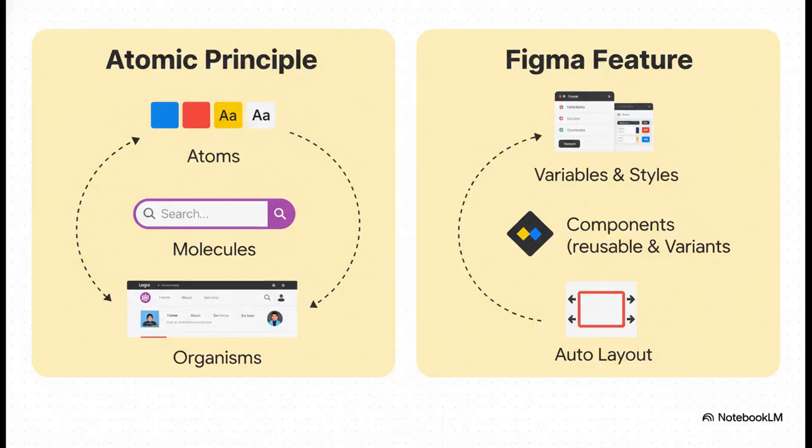So here it is, laid out plain and simple. On the left, the atomic principle. On the right, the exact Figma feature that makes it happen. Your atoms, those are your styles and variables. Your molecules, those are your components with variants. In your organisms, you build those with nested components and auto layout. See, it's a perfect one-to-one mapping.